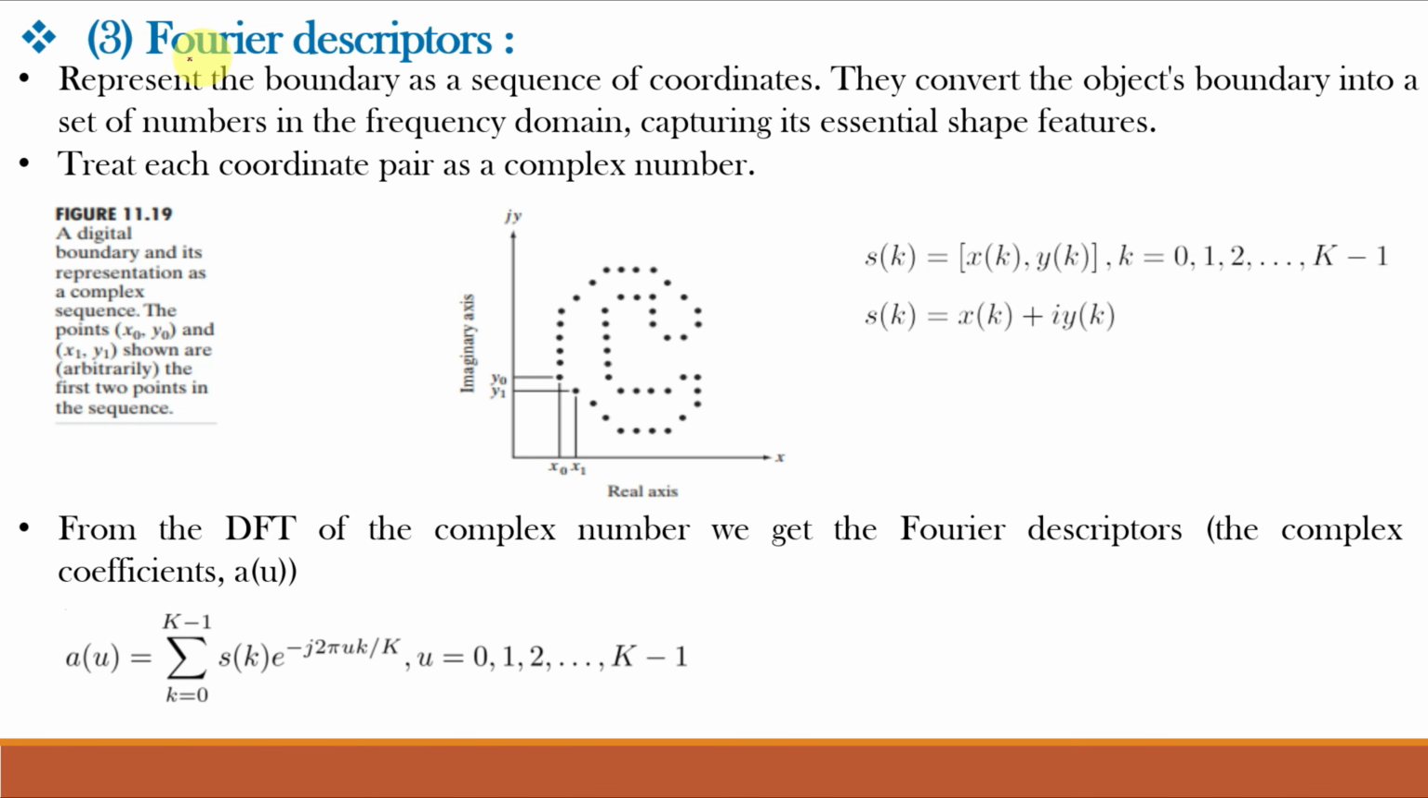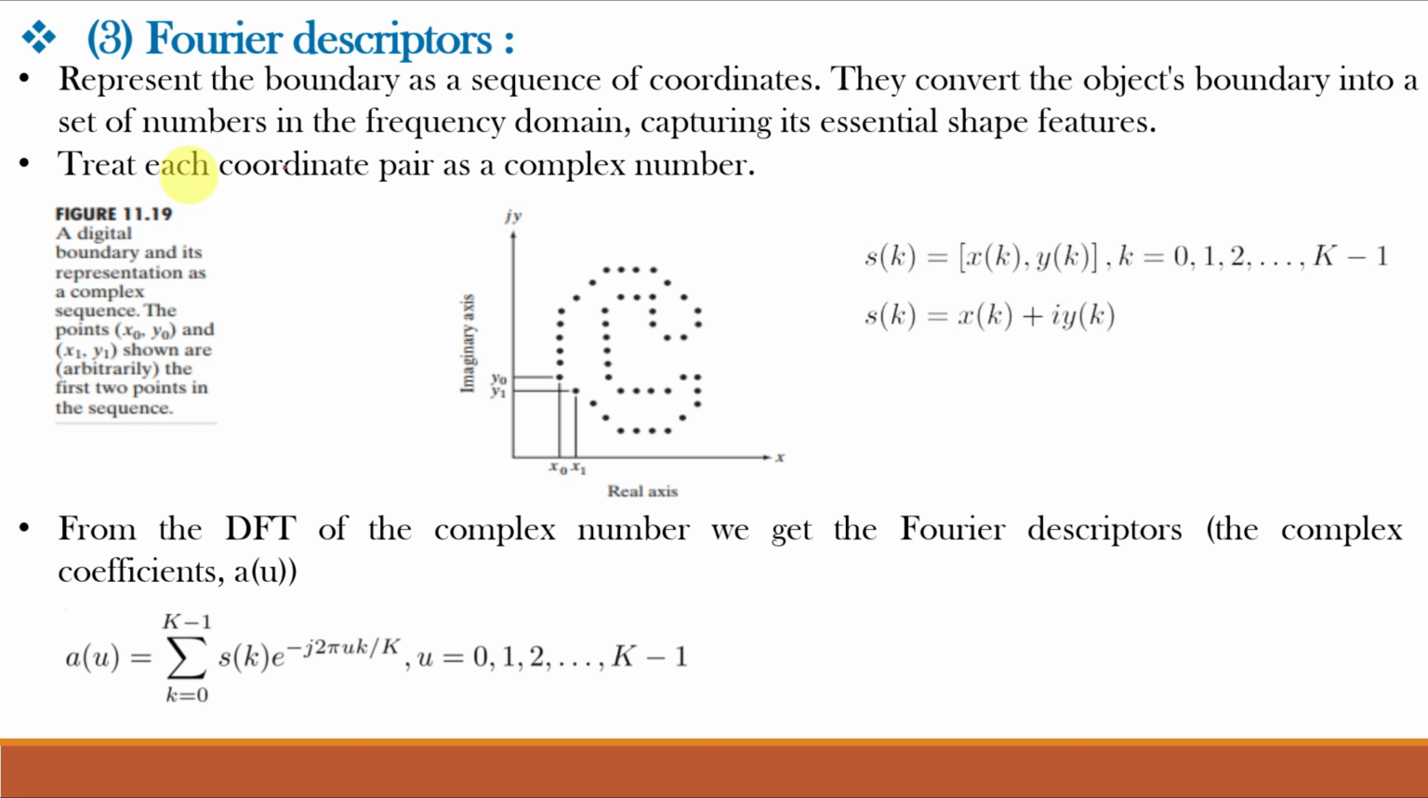The next type of boundary descriptor is the Fourier descriptor. The Fourier descriptor represents the boundary as a sequence of coordinates and converts the object's boundary into a set of numbers in the frequency domain, capturing its essential shape features. And we know that if we convert to the frequency domain, we can remove some of the components such as high frequency components and make our description process simpler and more efficient.